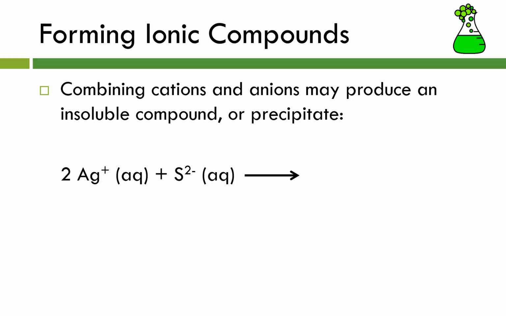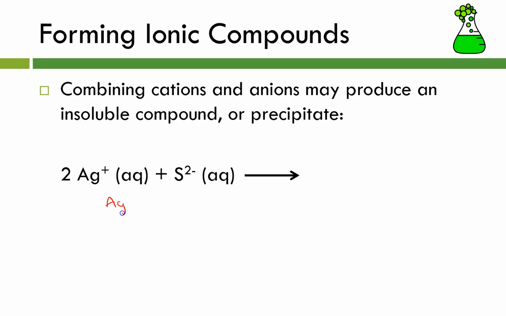So a precipitate may form. Let's say, for example, you end up with silver plus and sulfide ions, S 2-, in solution. When silver and sulfide react, they're going to form an insoluble compound. Your job is to predict the product, and I just do that by using the crisscross method.